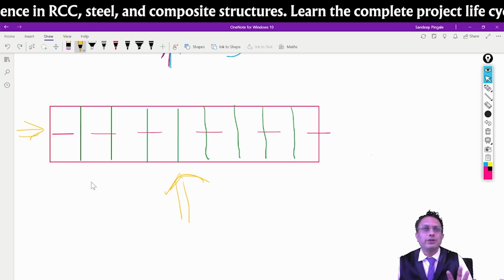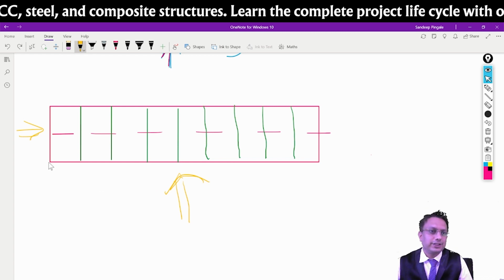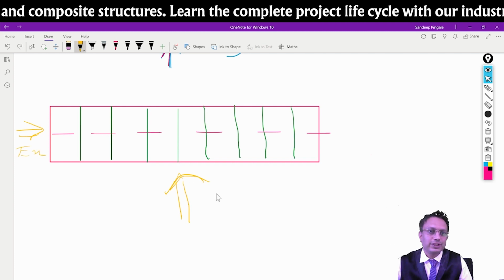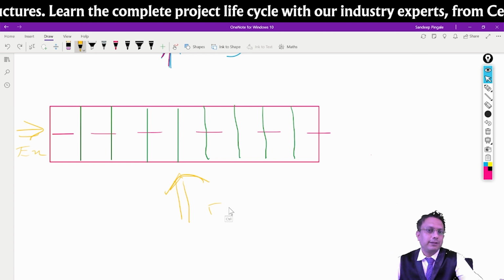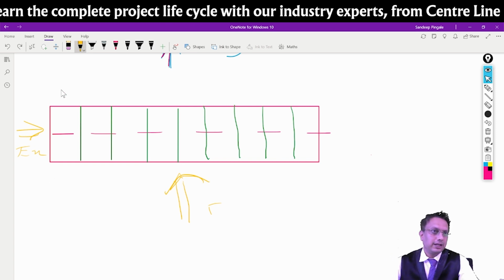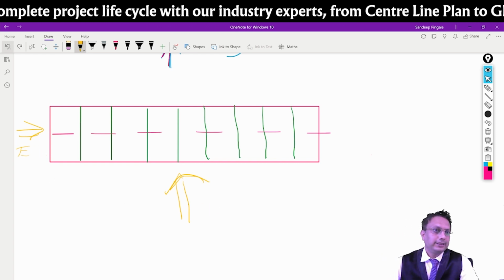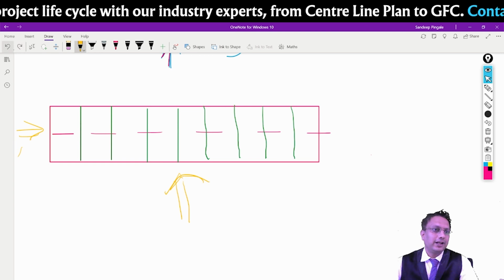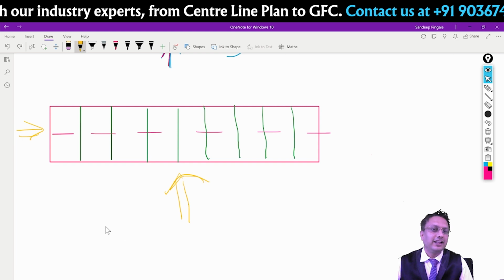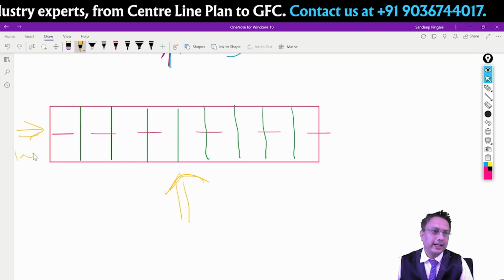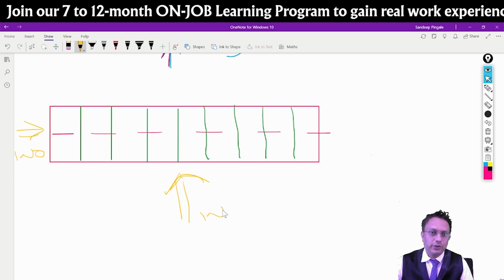In ETABS also, if you remember the first assignment, we considered EX, earthquake force in X, and EY, earthquake force in Y. Similarly, here it is WX and WY. Is it clear, everybody? Till now, at least? Yes, first bench? Now, I'll call this W at 0 degrees, and I'll call this W at 90 degrees.